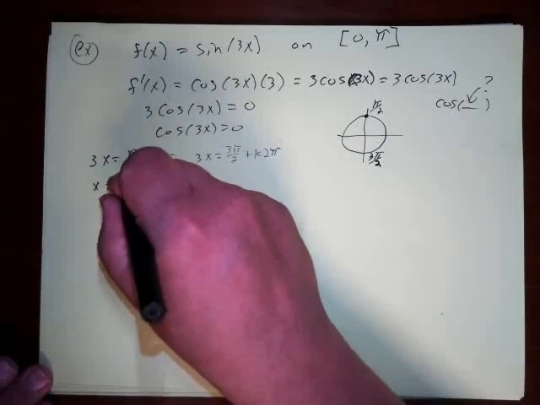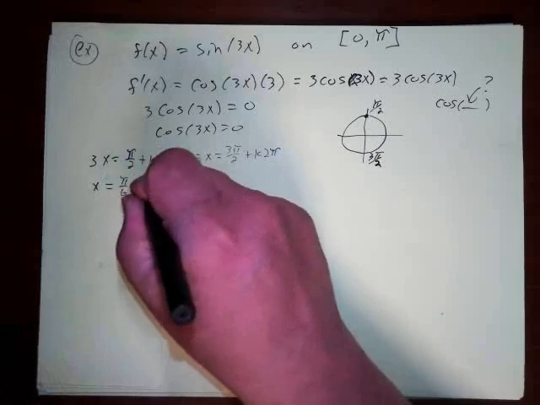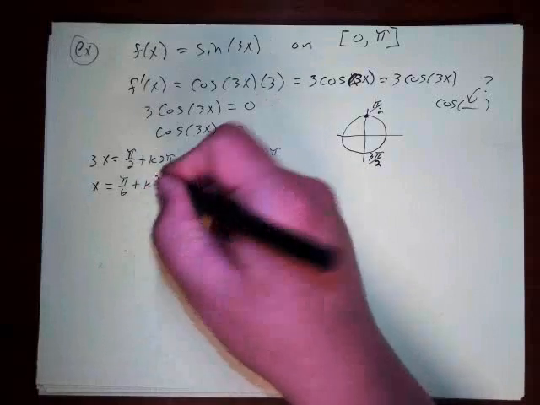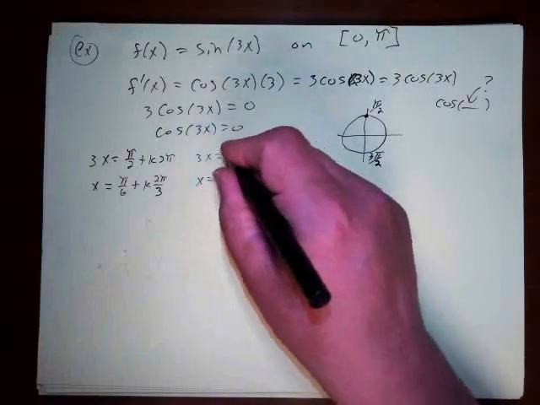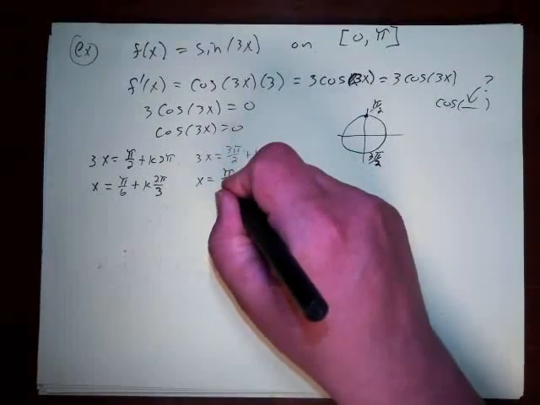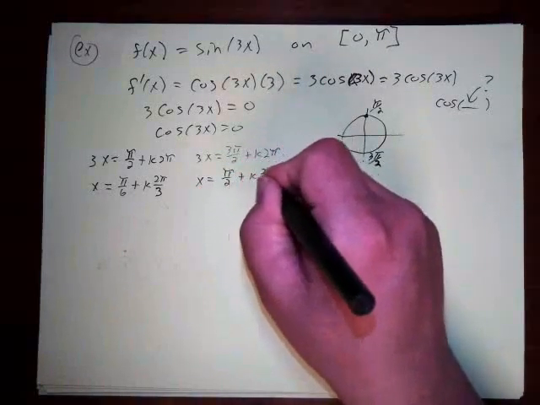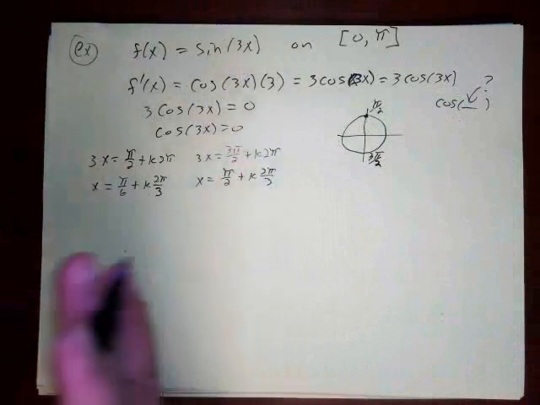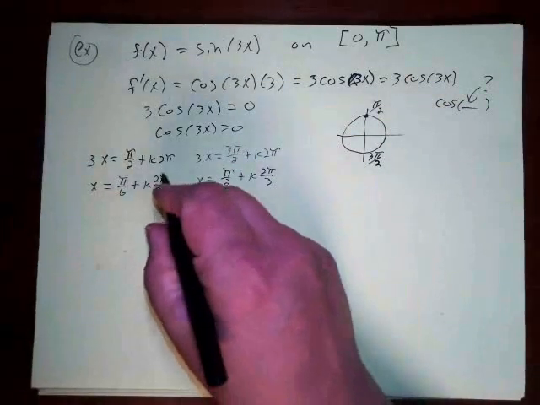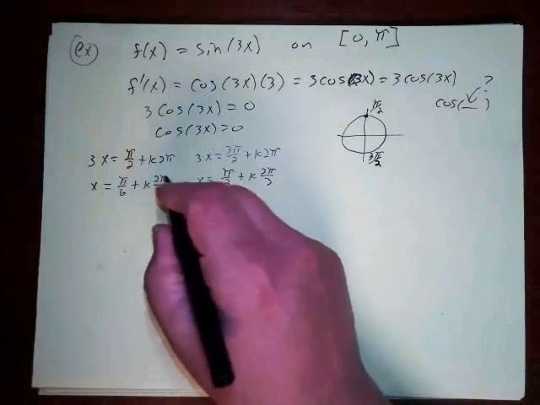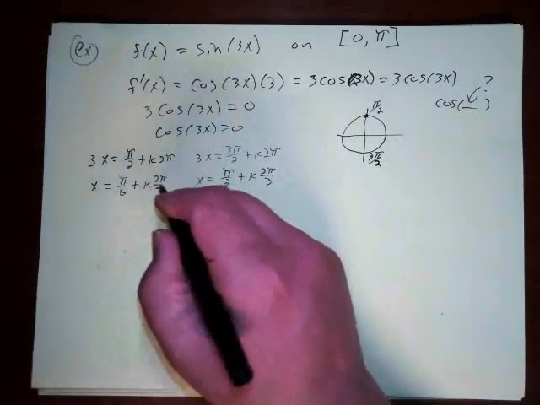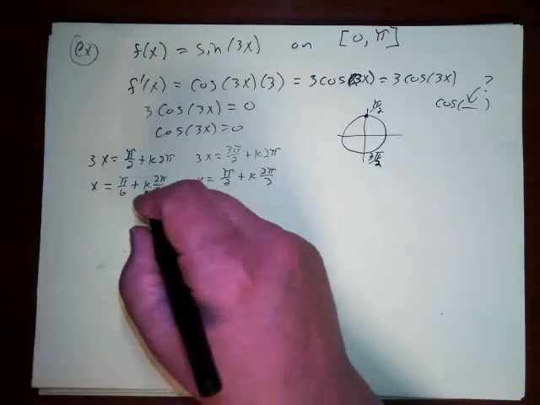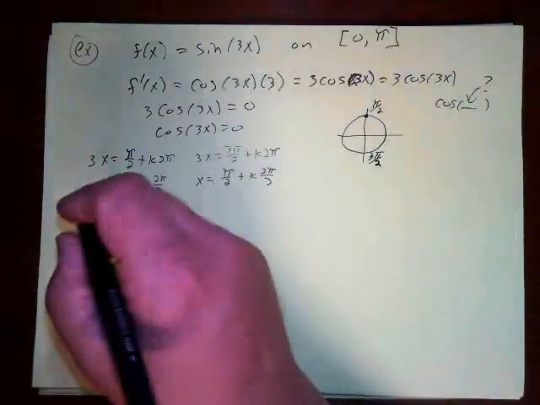And when I do that, I get x is equal to pi over 6 plus k times 2 pi over 3. And then the other one will end up being x is equal to pi over 2 plus k times 2 pi over 3. Now to get all the solutions, you plug in the negative and positive integers for k, and then multiply them. It's all the multiples of 2 pi over 3 added and subtracted to pi over 6. Any of the negative multiples are going to take you outside this interval.